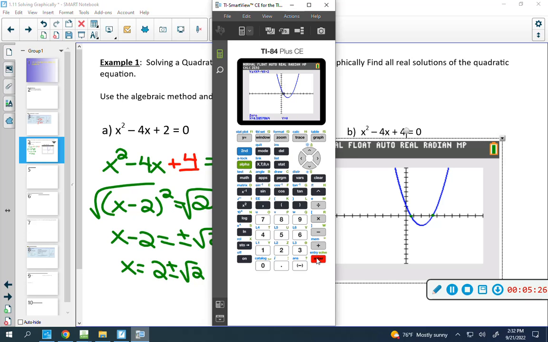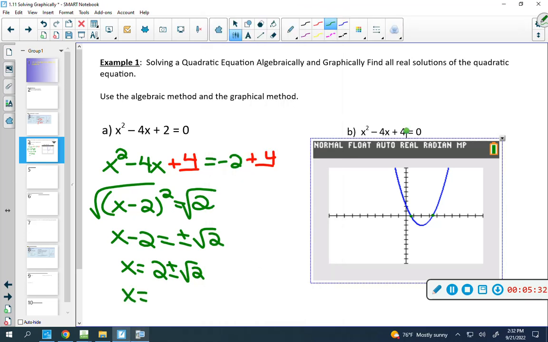And there we go. So we've got about 0.59, I'm going to round it to 0.59. What was it, 0.59? Yeah. So that's the first one.